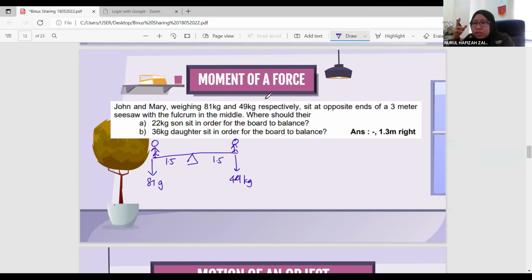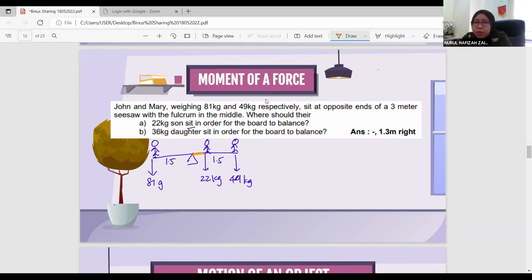So in a logical situation, the son should sit beside his mom, right? So maybe the son should be here, 22 kilograms. But the question is, where should the son sit in order for the board to balance? So it means that the question asks you to find the length here, or the position of the boy. So what does this relate to vectors?